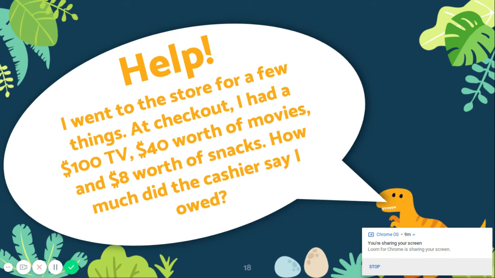Help! Look at this cute little dinosaur. I know you can only see half of the dinosaur because it says you are sharing your screen at the bottom, but this dinosaur needs our help, right? He says, help me, or he says, ayúdame. I went to the store for a few things. At checkout, I had a $100 TV, $40 worth of movies, and $8 worth of snacks. How much did the cashier say I owed? I'm going to give you 20 seconds right now to think about that.